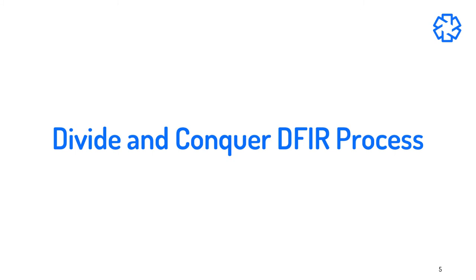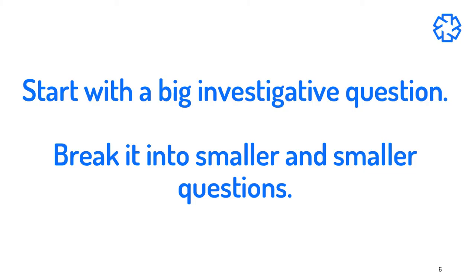Now to help understand how we organize data in the UI, let's review the divide and conquer DFIR process, which is how we approach digital investigations. The basic concept is that you're going to start with an investigative question, such as what did the attacker access? It's going to be hard to answer. So the solution is to break it into smaller and smaller questions that can then be answered by a single type of artifact.